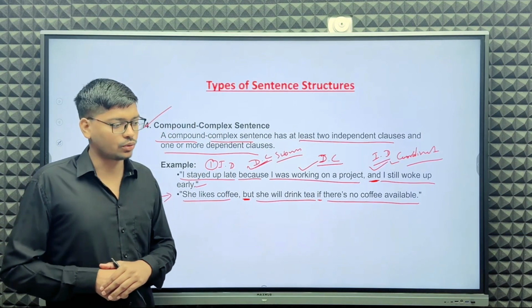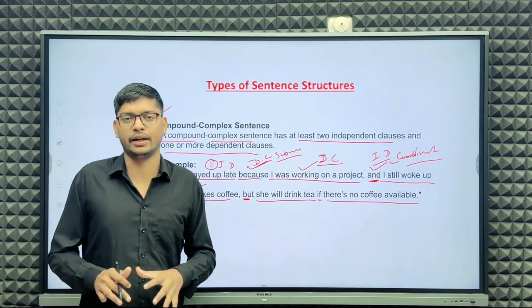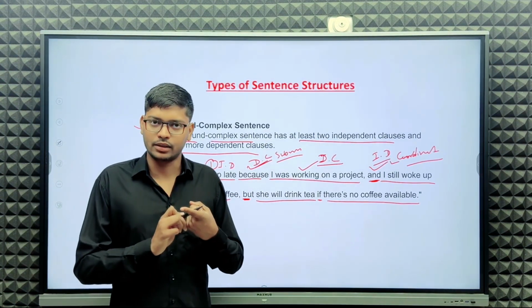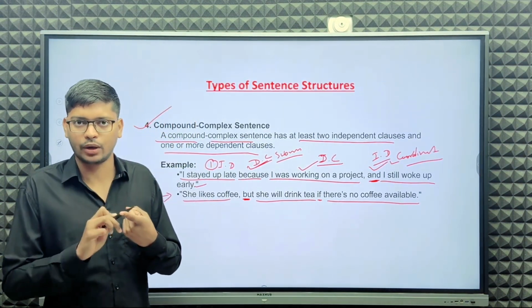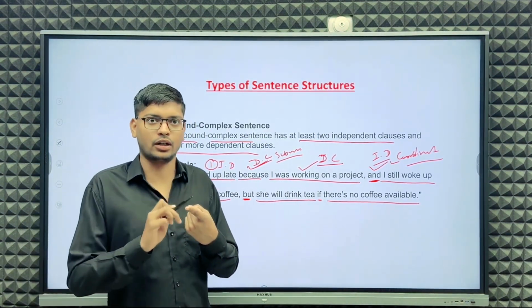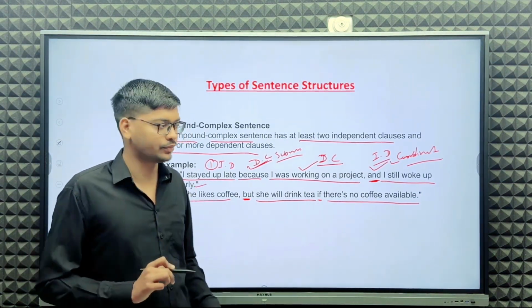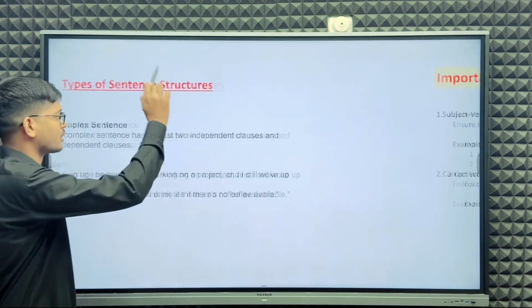Okay, so we have completed the types of sentence structures. First, simple. Second, compound. Third, complex. Or fourth, compound-complex. Okay, so let's move on to the next point.